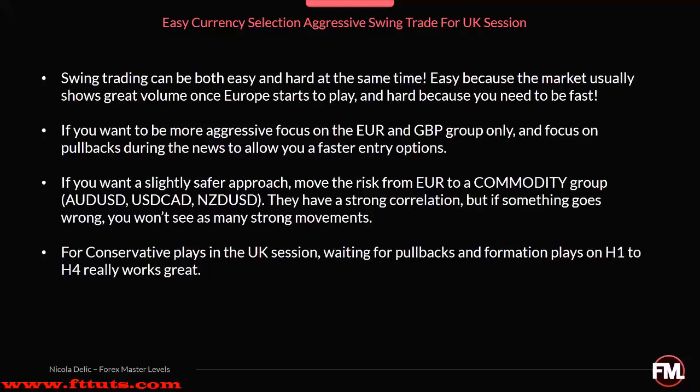Definitely a great idea would be to trade the formations for that. But if you want a slightly safer approach, move the risk from the euro to a commodity group: Aussie dollar, dollar CAD, Kiwi dollar. They have a strong correlation, but if something goes wrong, you won't see as many strong movements. So definitely, if you don't want to risk that much and be that aggressive, switch that.